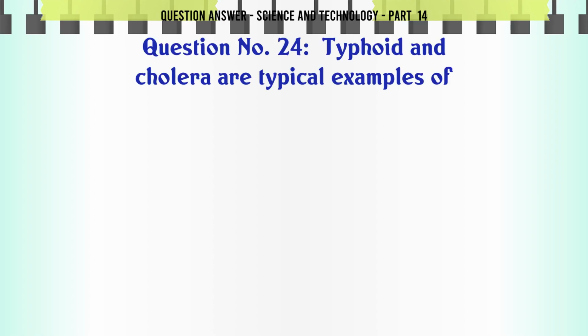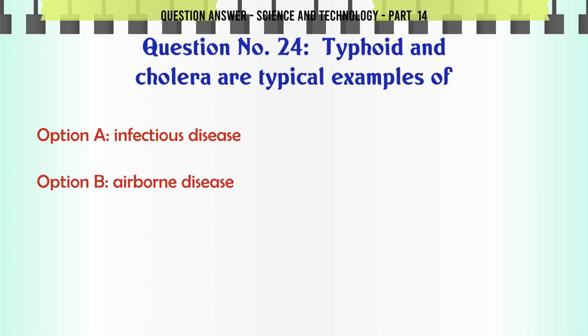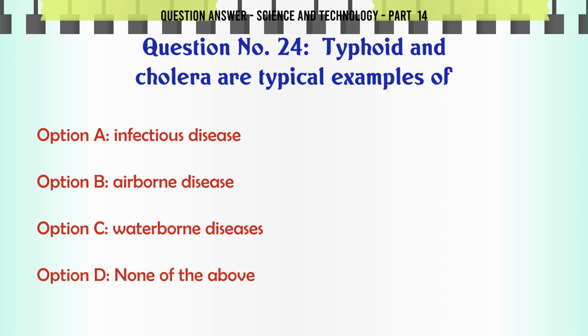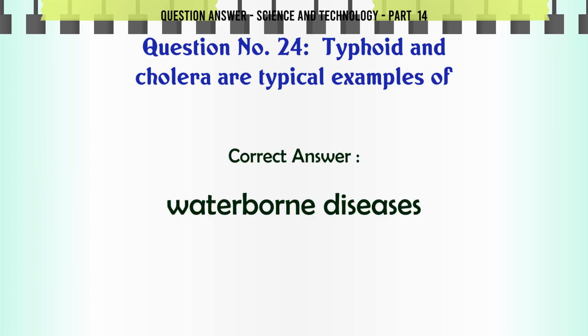Typhoid and cholera are typical examples of A. Infectious disease. B. Airborne disease. C. Waterborne diseases. D. None of the above. The correct answer is waterborne diseases.